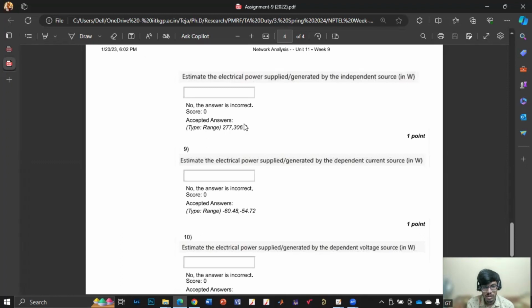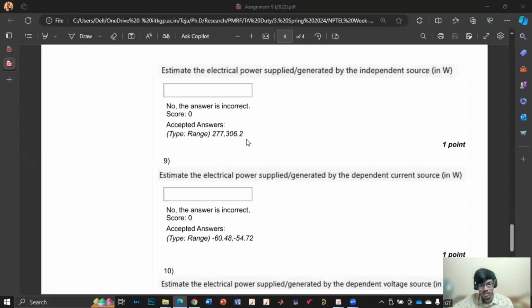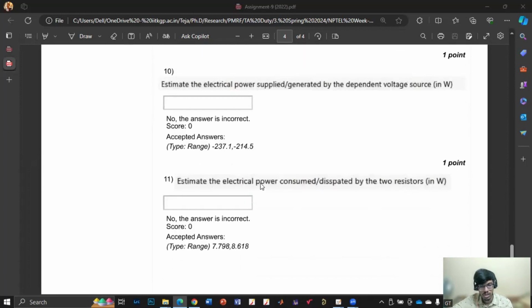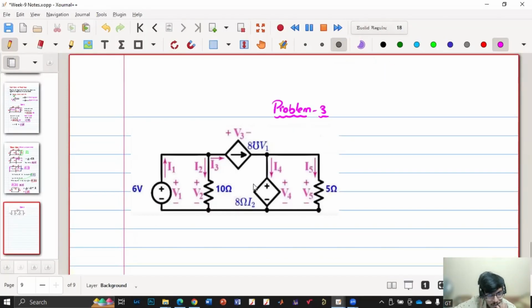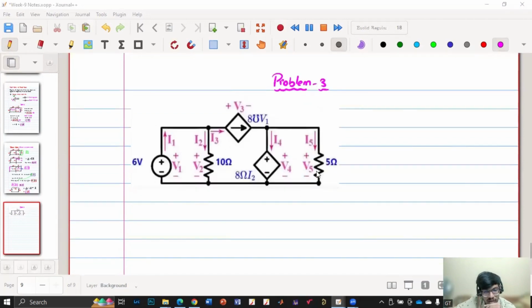So we have to calculate electrical power supplied or generated by dependent and independent sources. Independent sources: it is like this source, and this source. So we have to find out the power. For calculating the power, we need to know voltage and current. For a current source, we need to find voltage. For a voltage source, we need to find current.